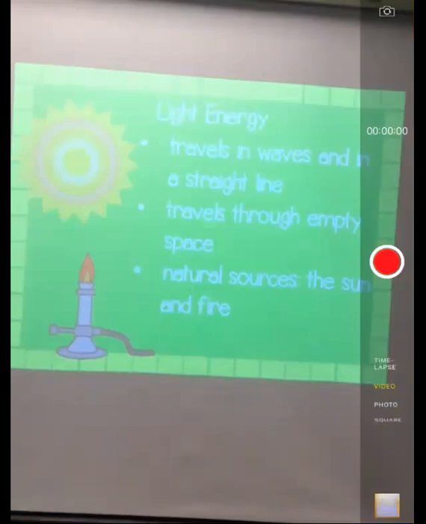And the natural sources of light energy would be sun and fire. And yes, it travels through empty space, which is why the sun gets to us, because light energy travels through the vacuum of space.